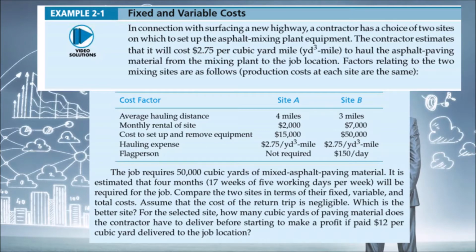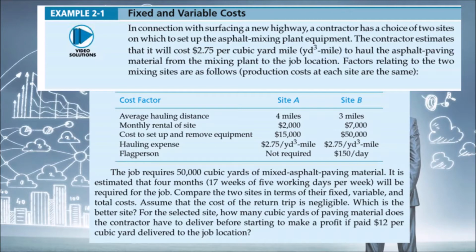The average hauling distance is 4 miles for Site A and 3 miles for Site B. The monthly rent of the site is $2,000 for Site A and $7,000 for Site B. Cost to set up and remove equipment is $15,000 for Site A and $50,000 for Site B. Hauling expense is $2.75 per cubic yard mile for Site A, and the same for Site B. A plug person is not required in Site A, and $150 per day for Site B.